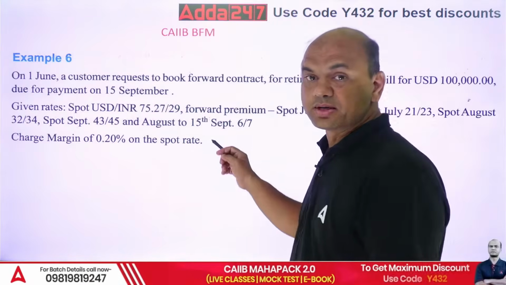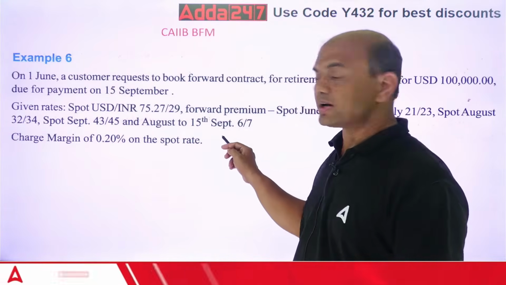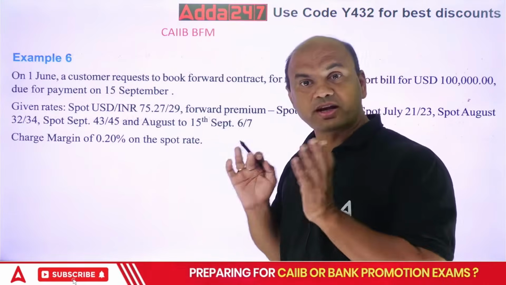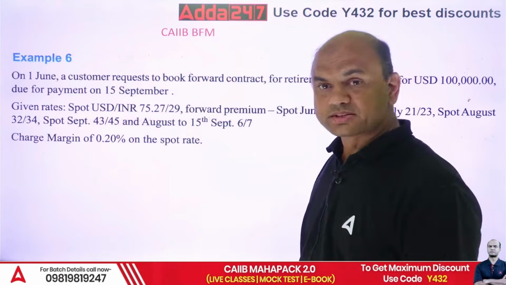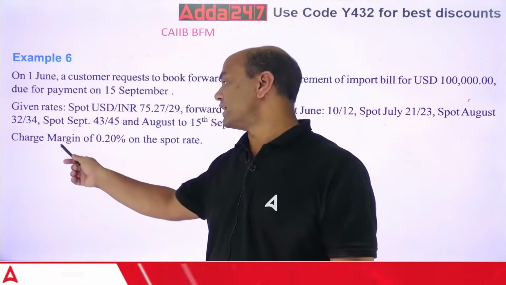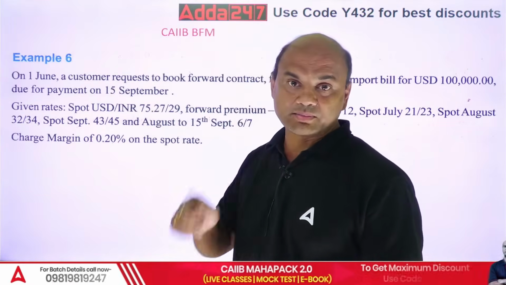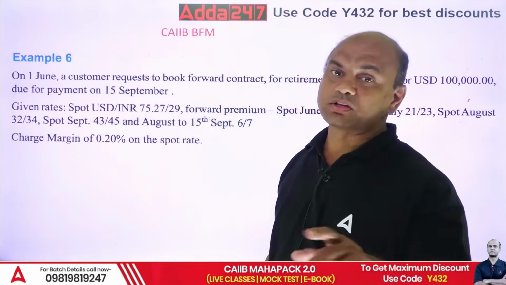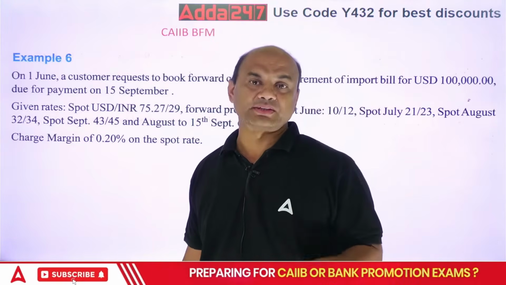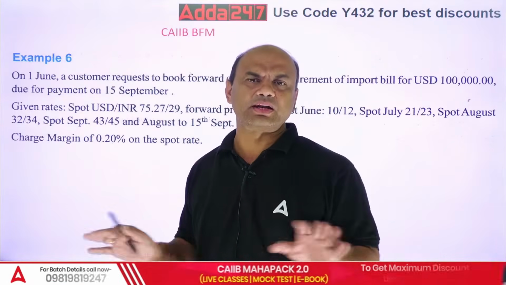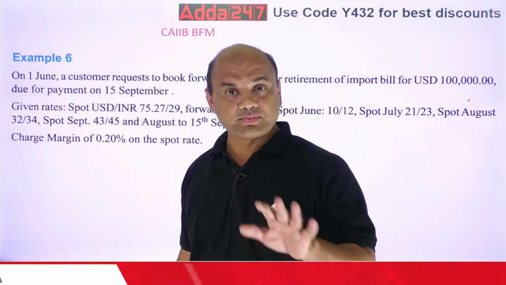Now this is a bit tricky part. August to September means 15 September. It is 6-7. So for that 15 days also the forward points are given. Plus one more point, check this: charge margin of 0.2% on the spot rate. Kindly remember. Try to solve this problem. This is a sure problem in your exam. You'll definitely get this numerical in the exam. It's a big 5 marks case study.